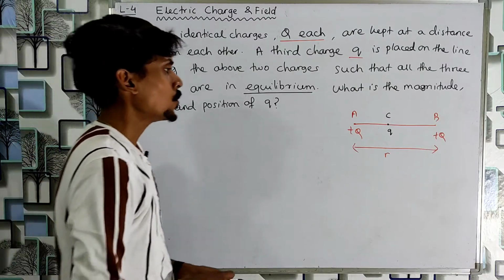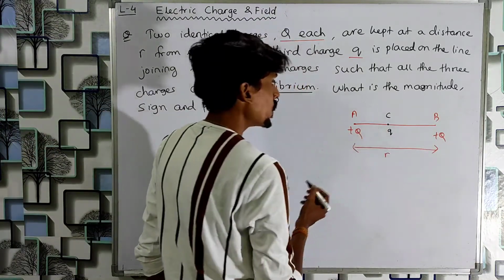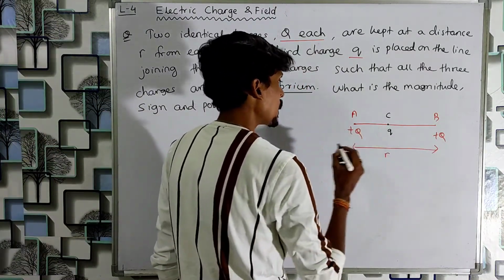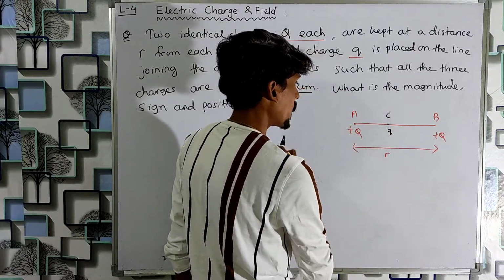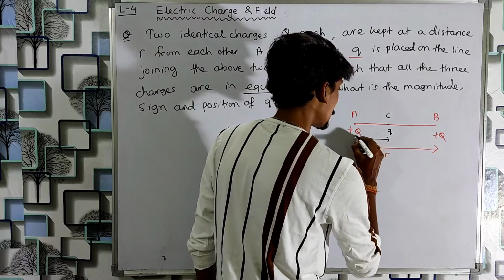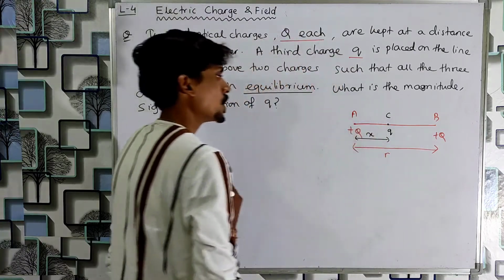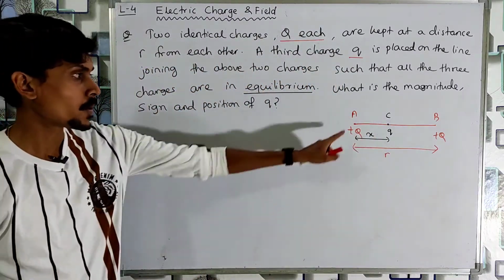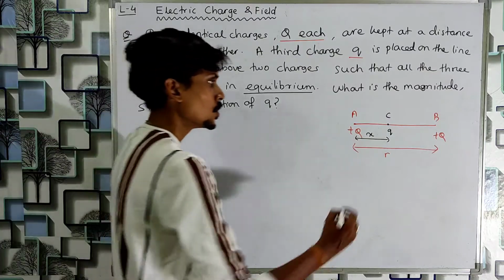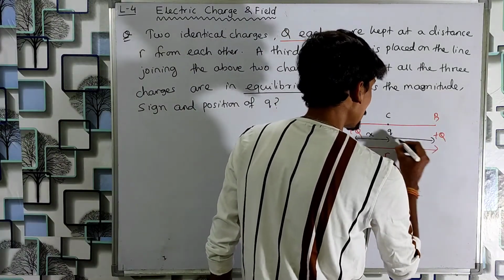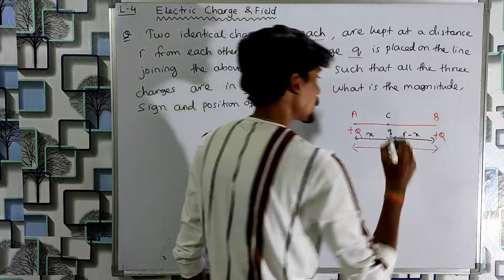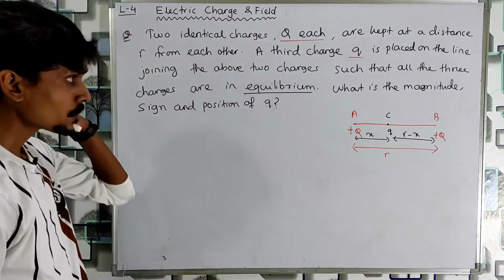Okay, suppose small q is placed at C, and assume that the distance of C from the left end A is x. Suppose the distance of C from A is x. So the distance of C from B will be R minus x. Is that clear?